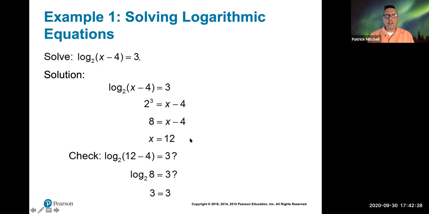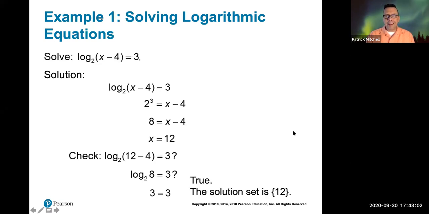So now we want to make sure that this is not a poser solution, that this is an actual solution. So you put it in the original equation, and it gives you log base 2 of 12 minus 4 equals 3. So we ask ourselves, is that true? Well, 12 minus 4 is 8, and log base 2 of 8 is in fact 3, right? Log base 2 of 8 is the exponent to which you have to raise 2 to get 8. So that exponent is 3. This solution checks. This is an actual solution.